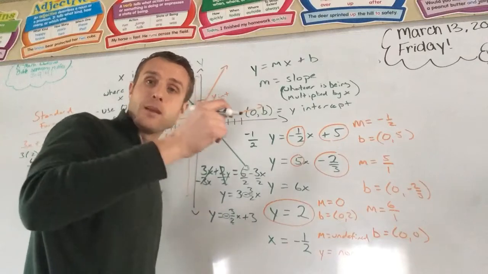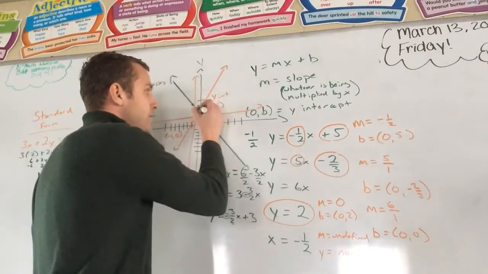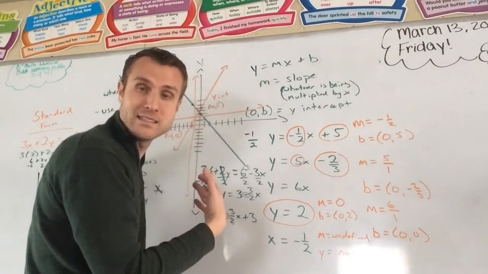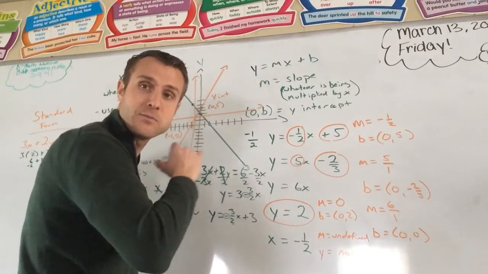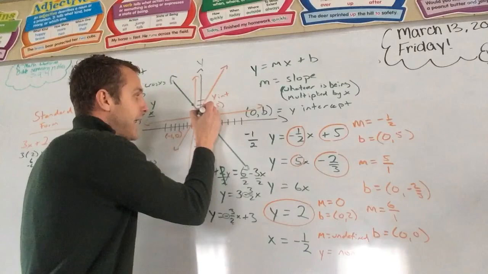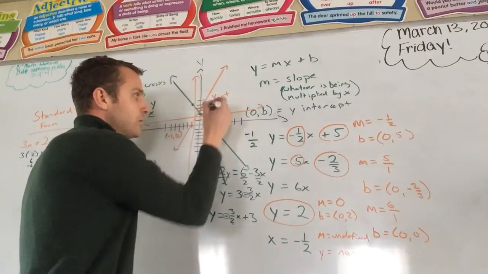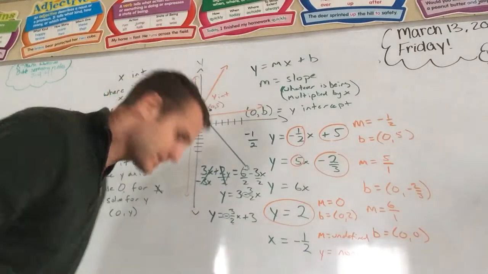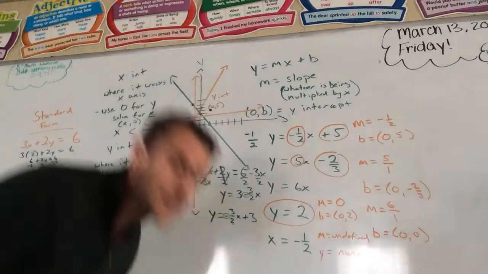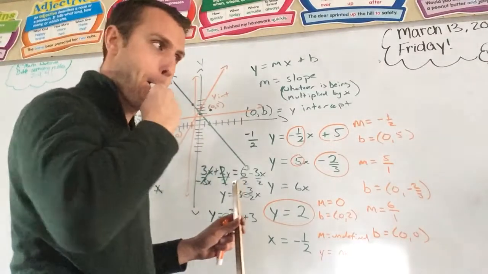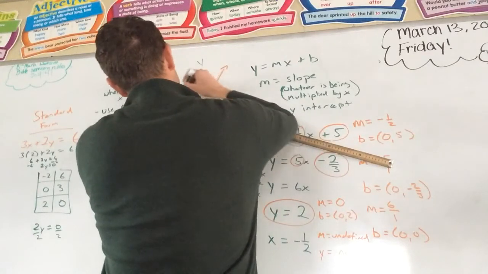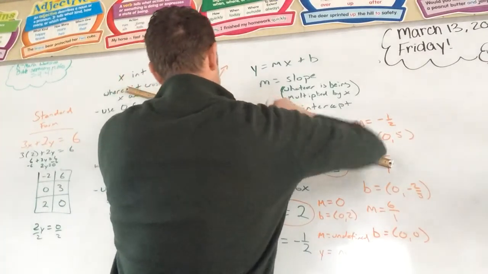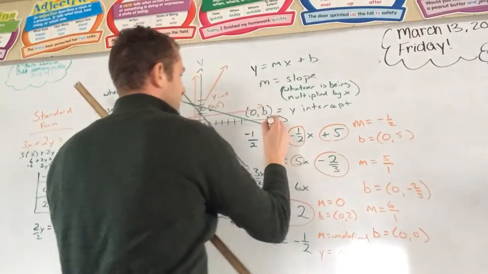So remember, the top number is my rise. So from here, I'm going to go down 1 since it's negative 1. The bottom number is the run. Positive means right. So I'm going to go down 1 to the right 2. Now I have 2 points. Using those 2 points, I'm going to draw a line through those 2 points. So that is my line.